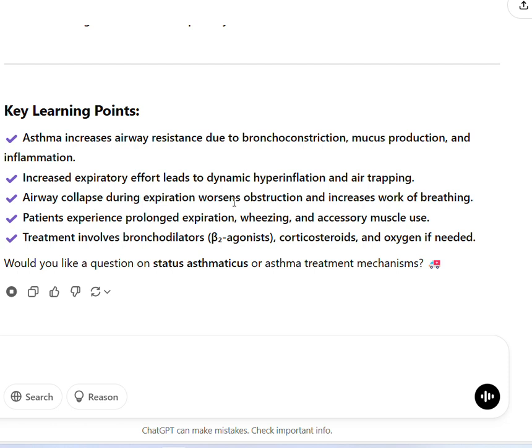Asthma increases airway resistance due to bronchoconstriction, mucus production, and inflammation. Increased expiratory effort leads to dynamic hyperinflation and air trapping. Airway collapse during expiration worsens obstruction and increases work of breathing. Patients experience prolonged expiration, wheezing, and accessory muscle use. Treatment involves bronchodilators, β₂-agonists, corticosteroids, and oxygen if needed.